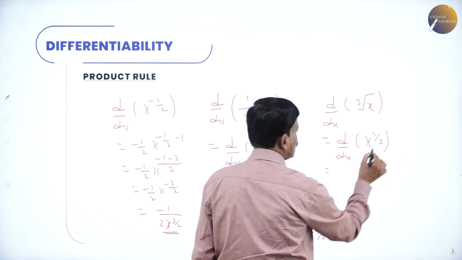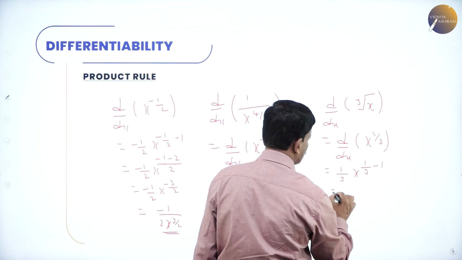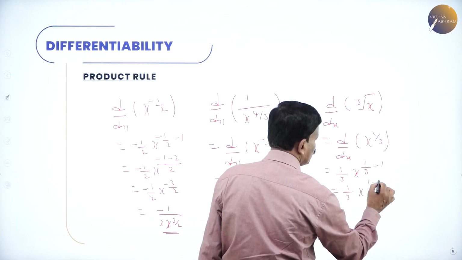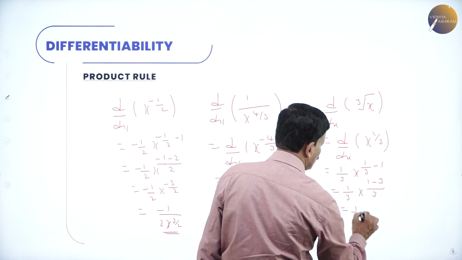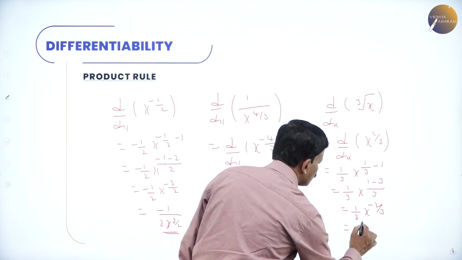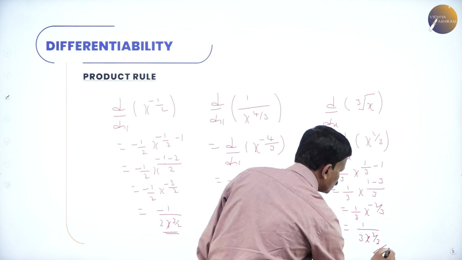So therefore, what is n here? n is equal to 1 over 3, x to the power of 1 by 3 minus 1. 1 over 3, x to the power of, take LCM, 3 is the LCM, 1 minus 3. So this is 1 over 3, x to the power of minus 2 by 3. Bring this to the denominator, 1 over 3 into x to the power of 2 by 3.